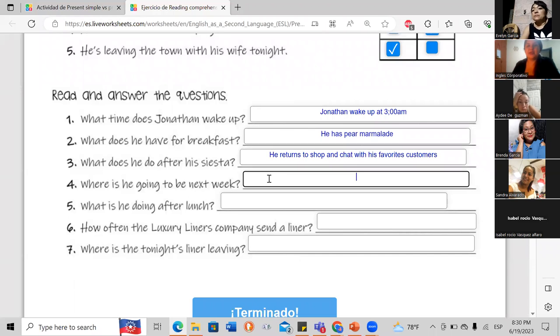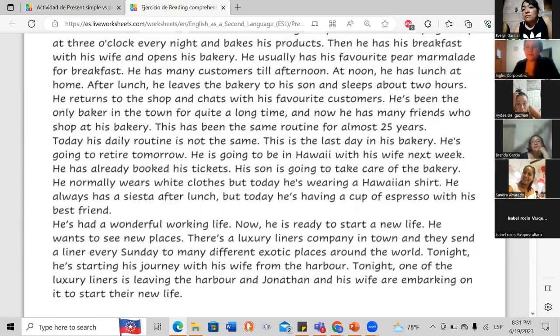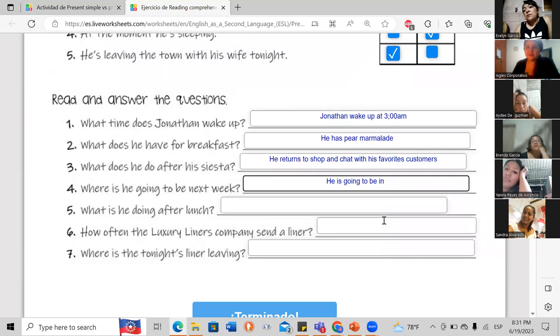Where is he going to be next week? Xiomara, where is he going to be next week? He is going to be in... where? Do you remember? Hawaii. Yes, Hawaii.